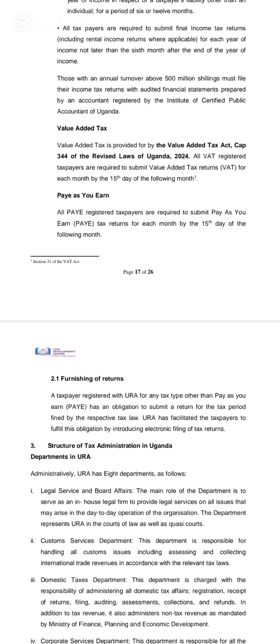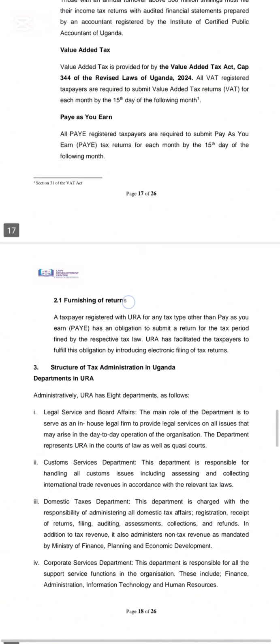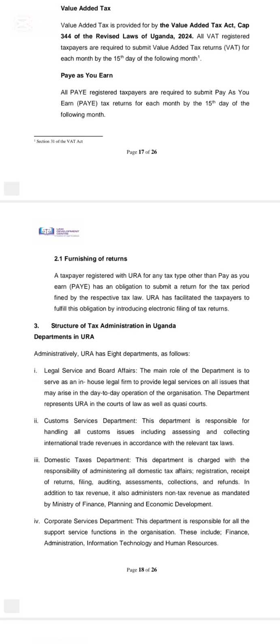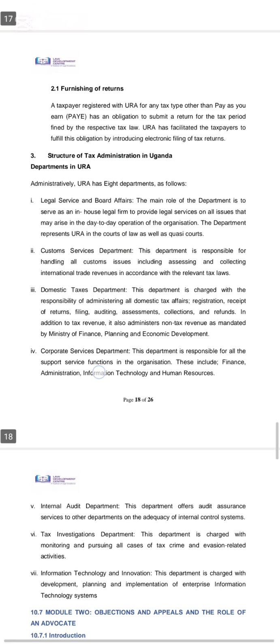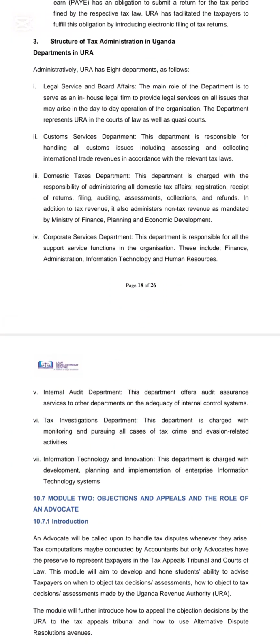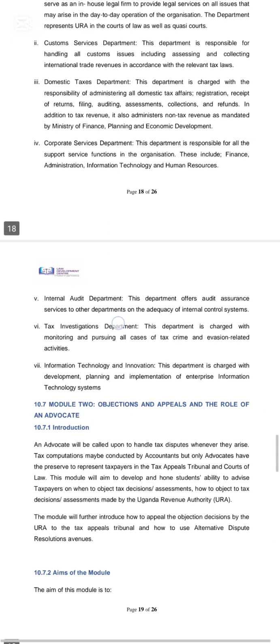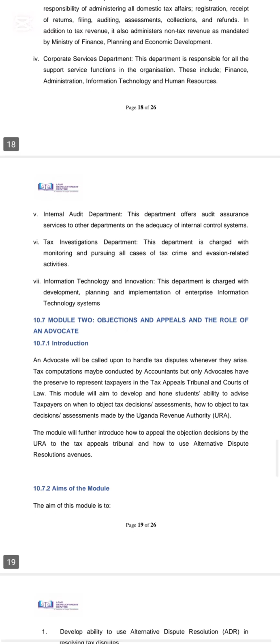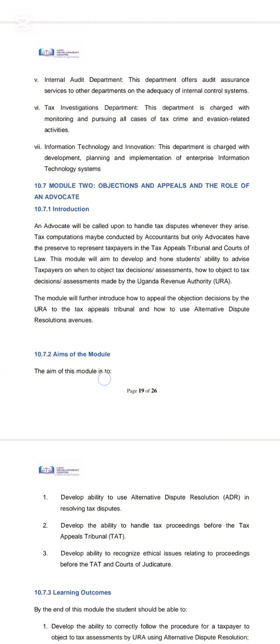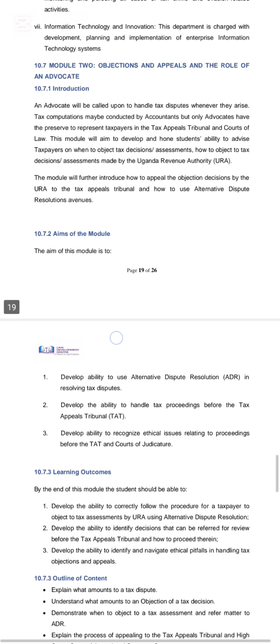Value added tax: value added tax is tax on the value added on the goods. Pay as you earn: registered taxpayers are required to submit pay as you earn tax returns for each month by the 15th day of the following month. Structure of tax administration in Uganda: we have the departments of the URA to include legal service and board affairs, customs, domestic tax department, and corporate service department, with internal audit department, tax investigation department, and information technology.